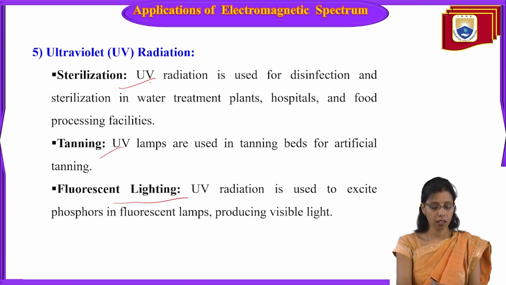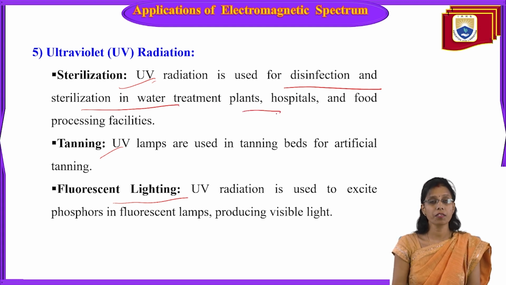Sterilizing: UV radiation is used for disinfection and sterilizing in water treatment plants, hospitals, and food processing facilities. When we talk about the water treatment process, nowadays water is not pure enough to drink directly, so we have to put it through a treatment process. In that process, we use UV radiation to kill the bacteria and make the water potable to drink.